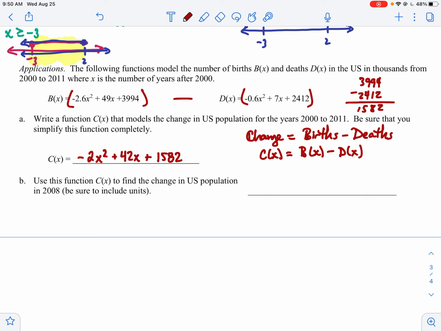population in thousands. Okay, so it says use this function to find the change in the population in the year 2008. So does that mean we're going to plug in 2008? No. So we have to go back here and look. X is the number of years after 2000. So always be careful to see how your function is defined. So this actually means c of 8. So we'll just plug that in. Negative 2 times 8 squared plus 42 times 8 plus 1582.